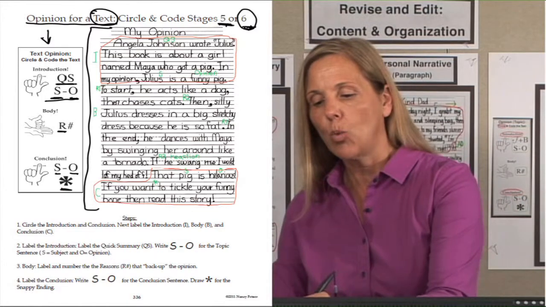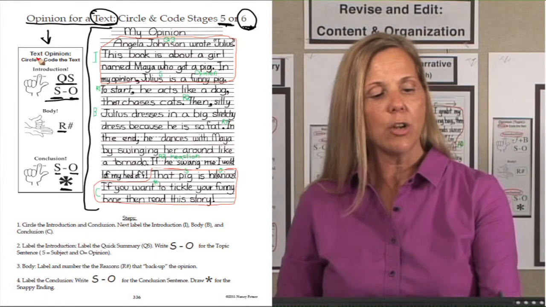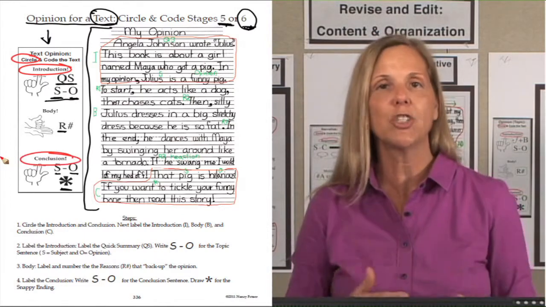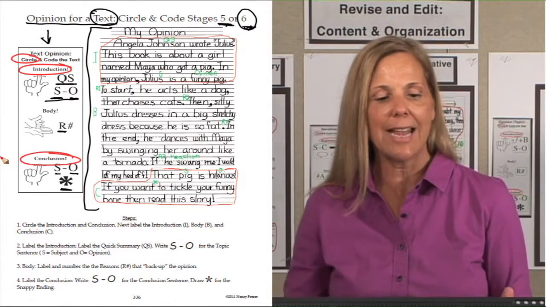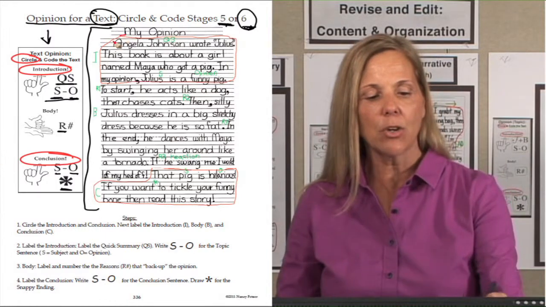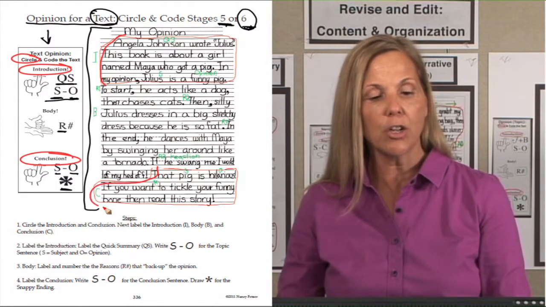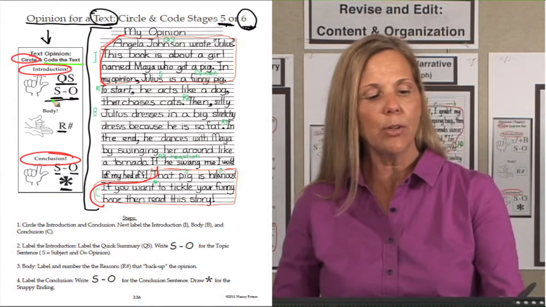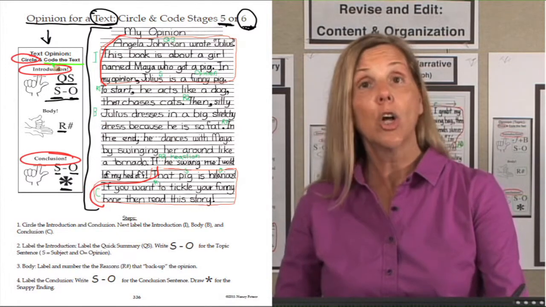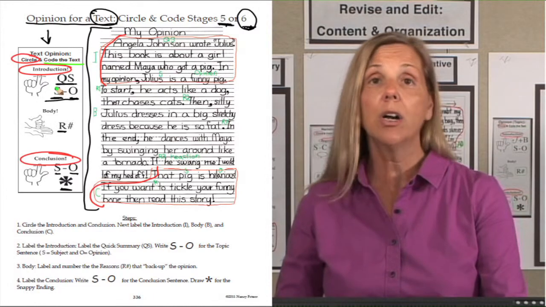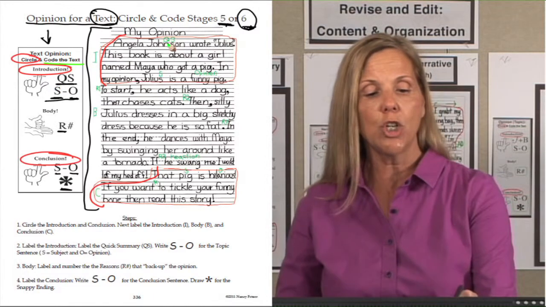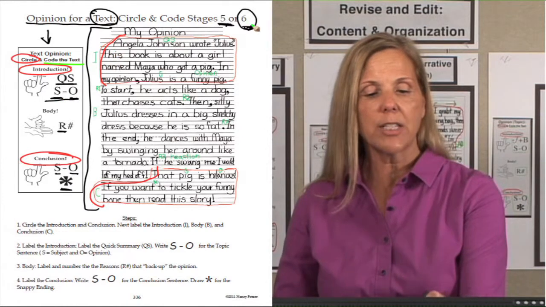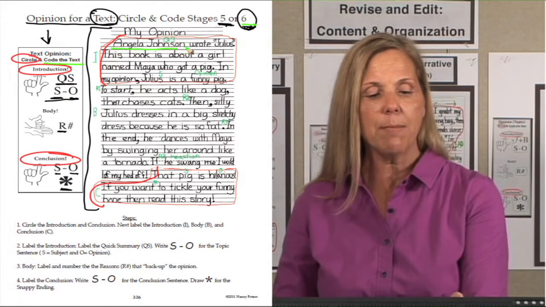We take out our red pencil, and what are we going to do? Circle the introduction and the conclusion. Notice how so much is similar in all of this revising and editing. We go back and circle the intro, circle the conclusion, so we have our introduction, body, and conclusion circled and labeled. We will then code the text. Let's go to our introduction and code QS for quick summary.